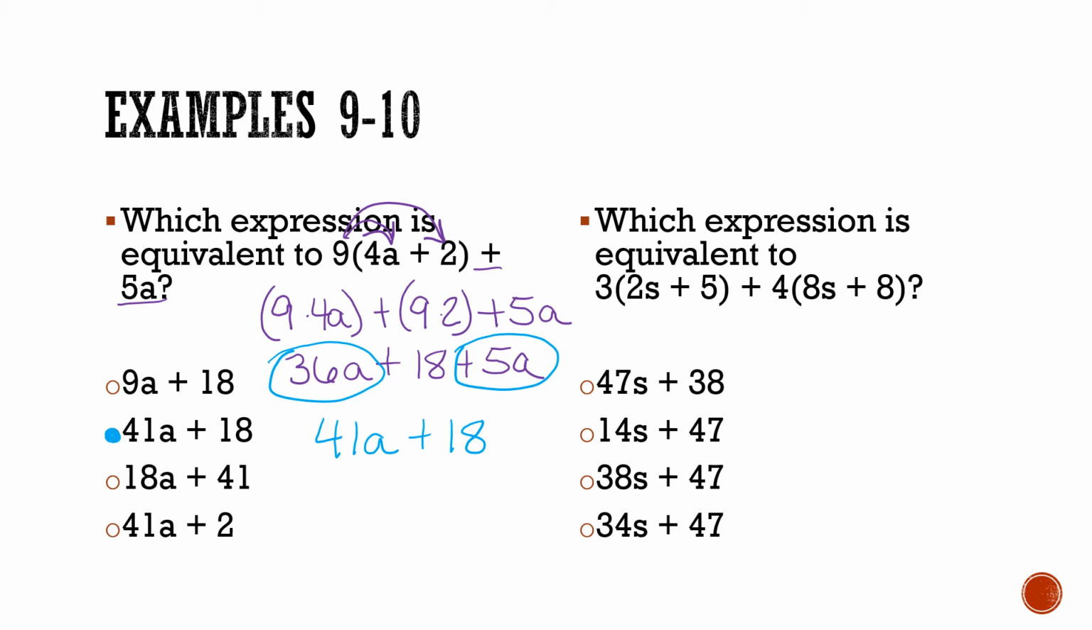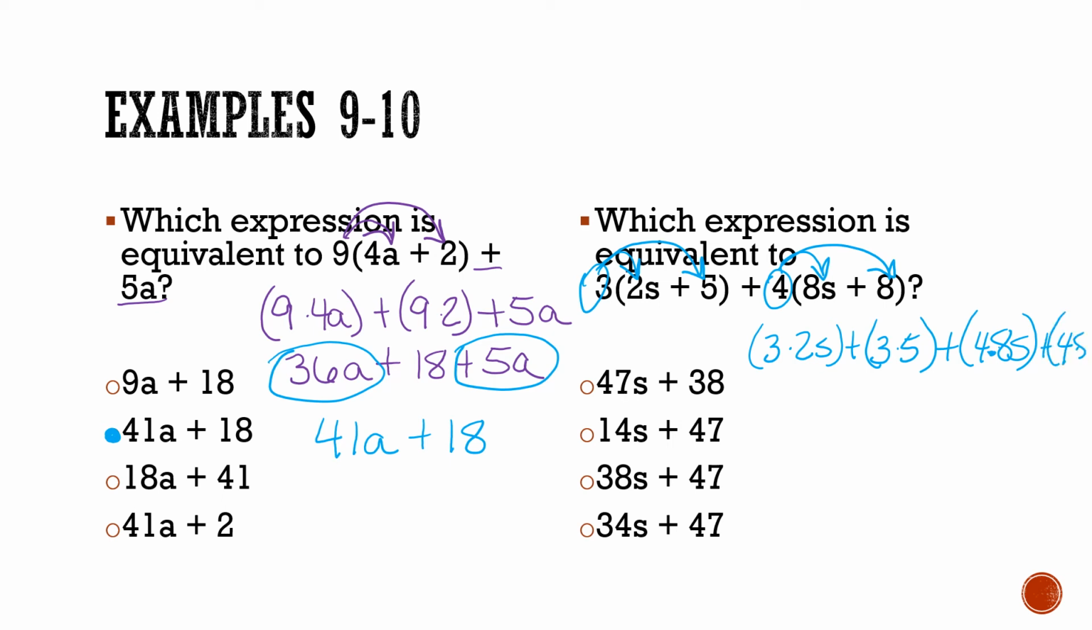Okay, we're going to have to distribute twice here in number 10. We're going to have to distribute the 3 to these two and the 4 to these two. So we're going to have 3 times 2s plus 3 times 5 plus 4 times 8s plus 4 times 8.